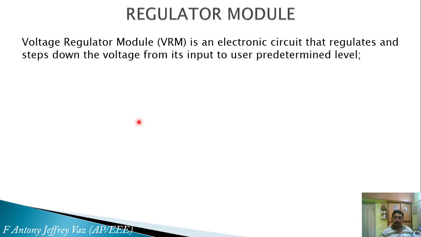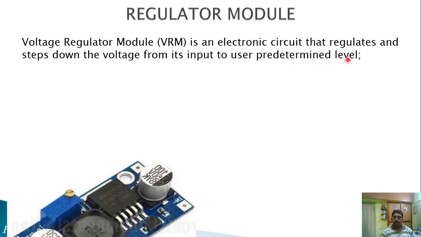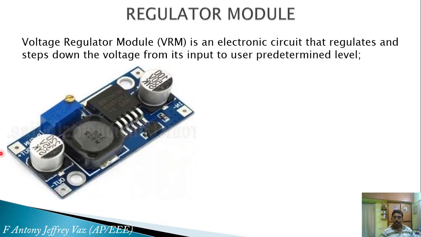While doing a project, we need voltage regulator modules which can vary the voltage from 0 volt to 12 volt or 20 volts. You can vary the voltage to the predetermined level. This is the voltage regulator module. You can see the input terminals of the voltage regulator. This is the in minus, this is the ground pin, and this is the plus pin.